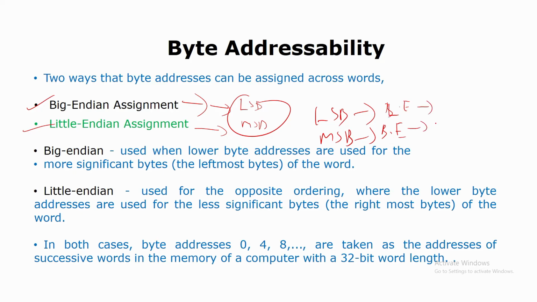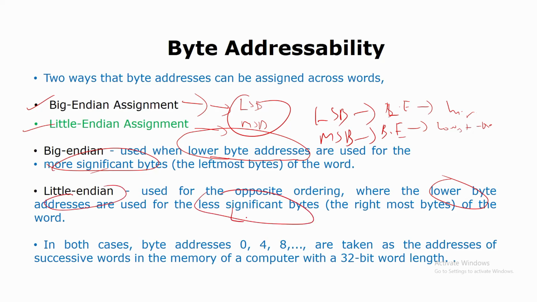Here the lowest memory address is accessed first, and then the highest memory address. That is what has been mentioned here. In big endian, the lower byte address is used with the MSB. In little endian, the lowest byte address stores the least significant bit, the LSB. So little endian and big endian are related in terms of LSB and MSB.